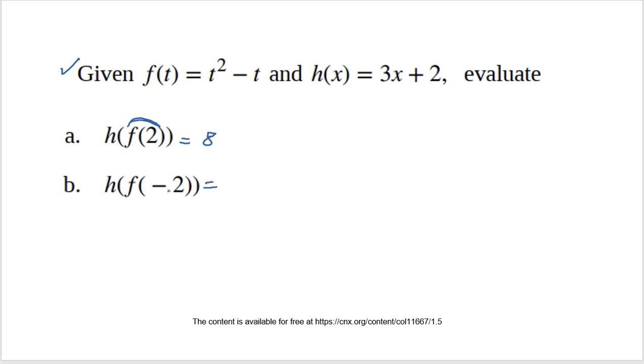And the answer of this one, f of negative 2. Negative 2 squared, 4, minus negative 2, 6. Then h of 6 is equal to 3 times 6, 18, plus 2, 20.